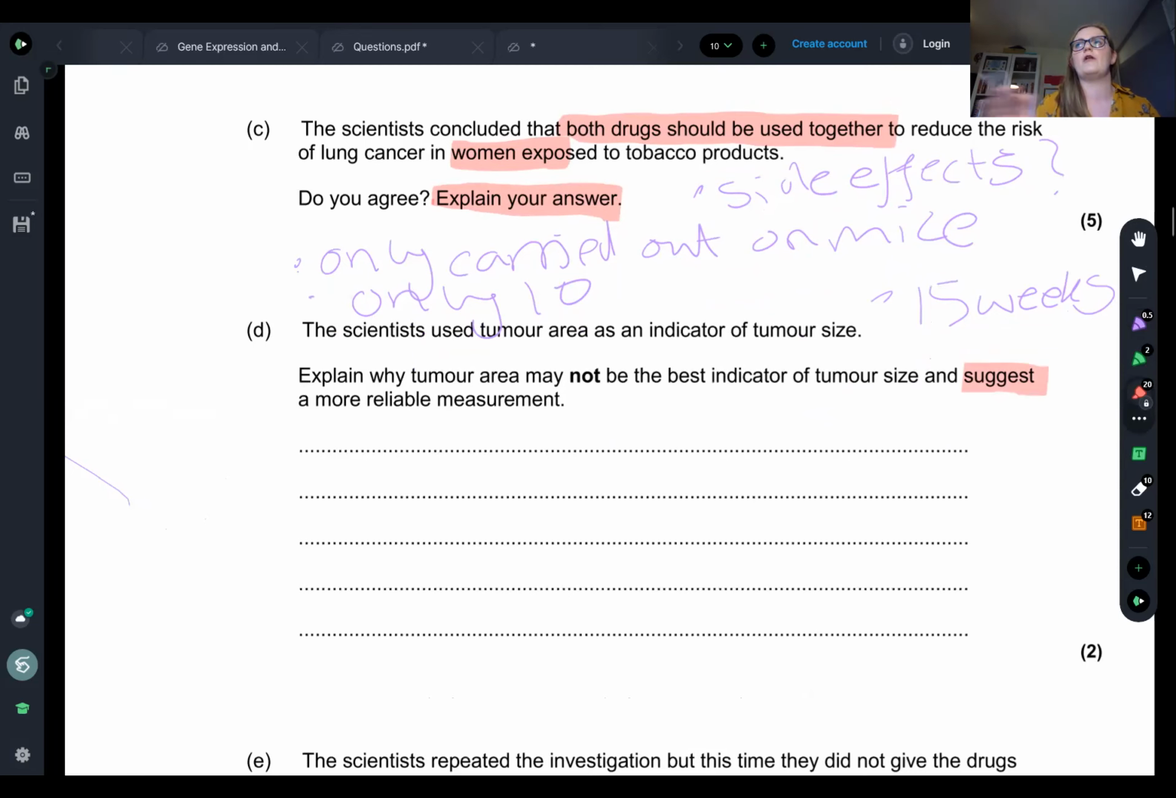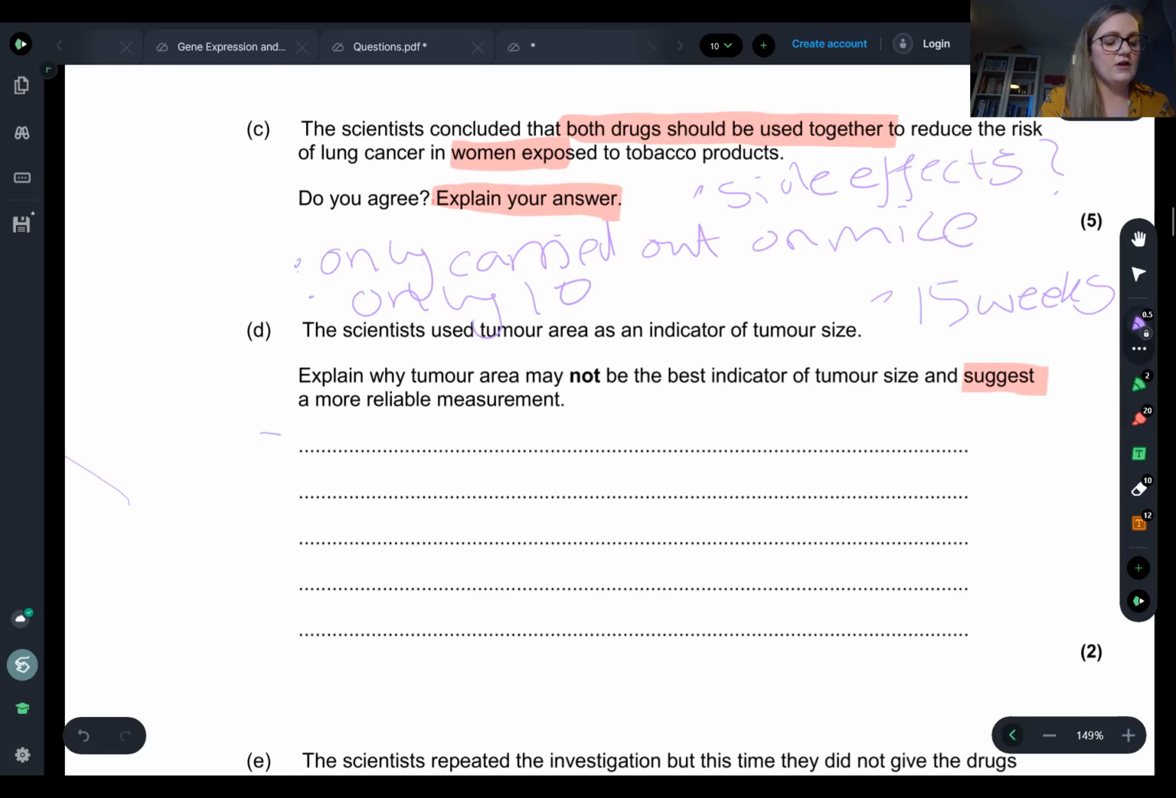Cells, as we know, are not flat 2D structures. Cells have depth to them. So just because a tumour might be wide, their area might be big, that might not actually be very indicative of its size, because it could be very deep or it could be very shallow. So you could have one tumour that's got a very, very large area but very shallow, another tumour that's got a smaller area but it's a lot deeper. So actually in reality it's larger. So when we're talking about tumour size, we need to take into account depth, because tumours are 3D, not 2D. So something along the lines of tumours may have different depths.